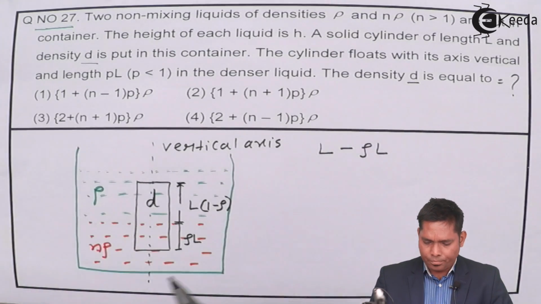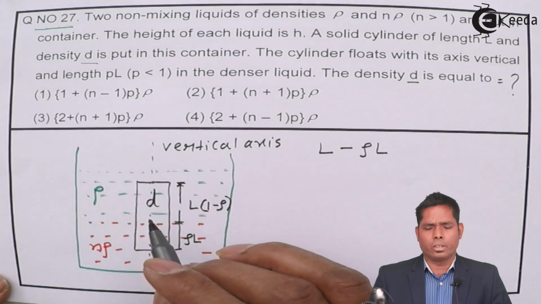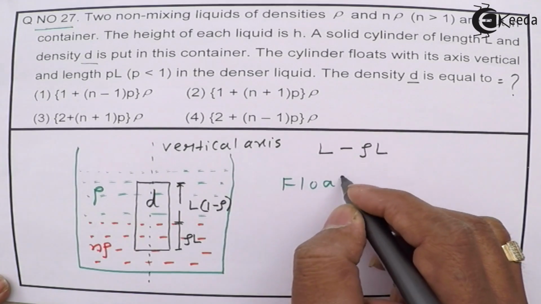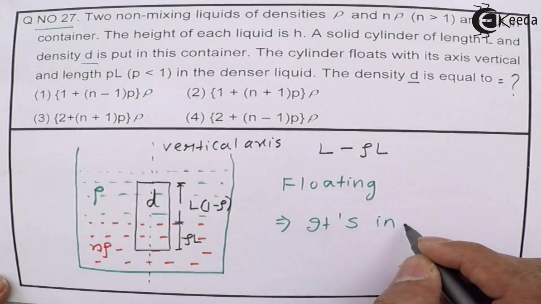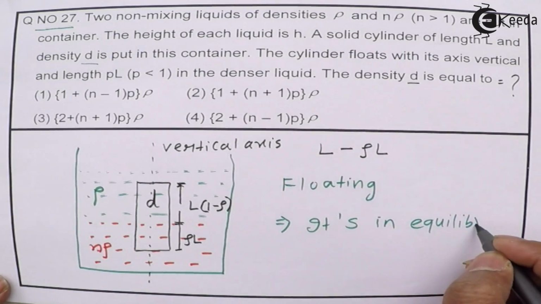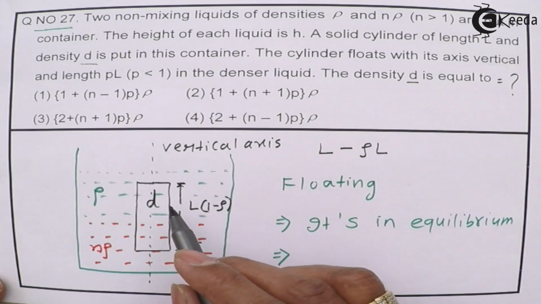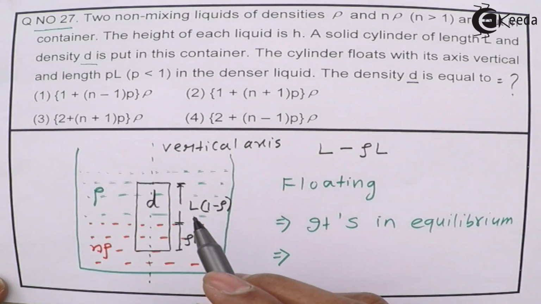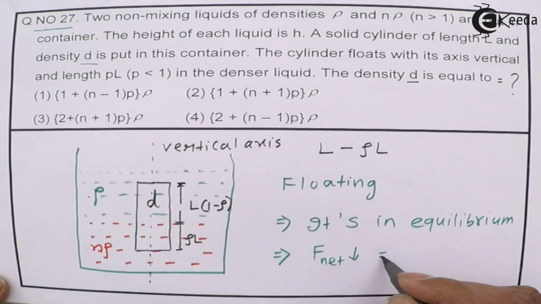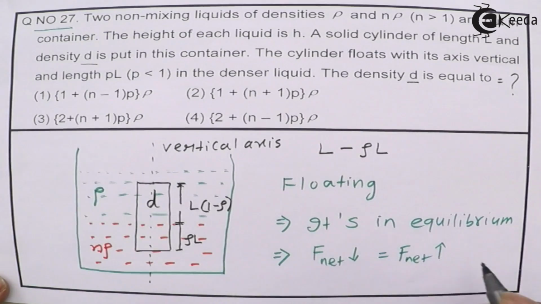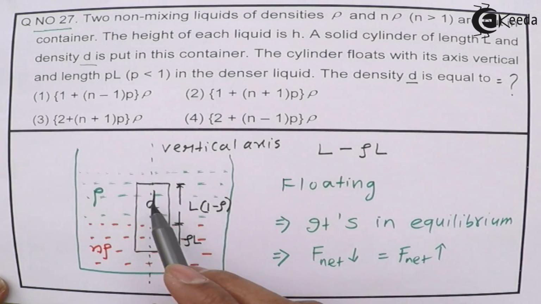Now we know that if this is floating, it implies it is in equilibrium. That means the net force will be 0. The net downward force and the net upward force will be equal. The net downward force is equal to the net upward force. Now, what are the forces acting downward? It is only the weight of this solid cylinder.